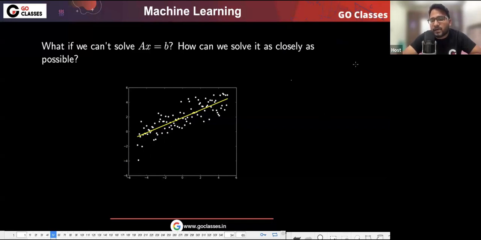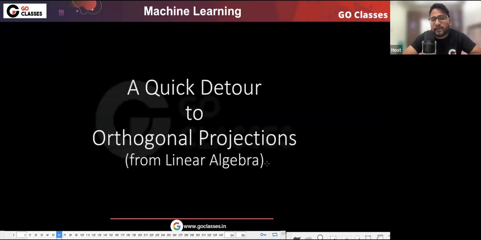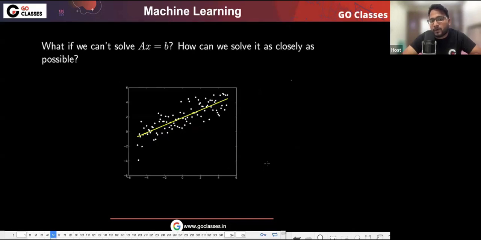One of the ways is the optimization point of view, but today I want to check the linear algebra point of view. Before that, there is a quick detour that I want to take from linear algebra, and we will see what the orthogonal projection is, and then I will come back to this particular slide. But there are some questions. Let me just quickly take them.